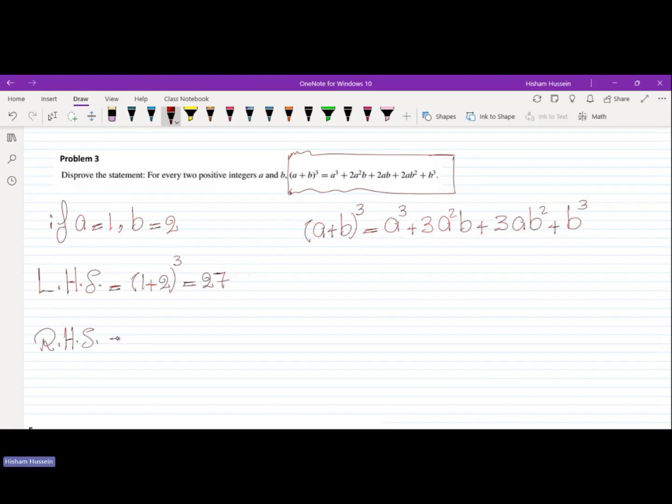I'm just guessing that some a and b will break this statement, will disprove this statement. So I'm trying. Maybe it's working, maybe not. If it's not working, I'll try with another element and so on. So what about the right hand side?